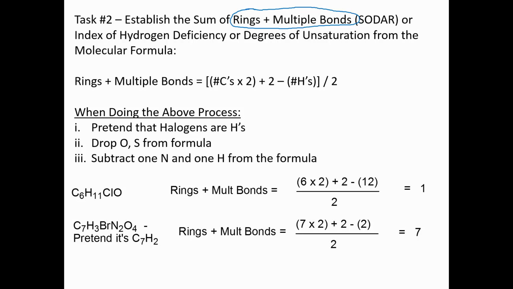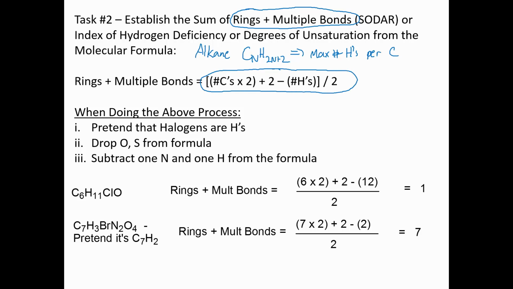This arises from the fact that an alkane has the formula CnH2n+2, and this ends up being the maximum number of hydrogens per carbon. And anything less than that implies that we have either a ring or a double bond present. So this is the formula here that you would use if you had a hydrocarbon.